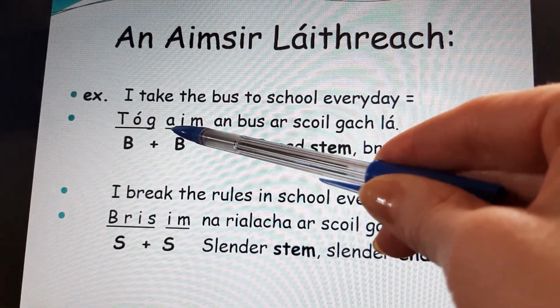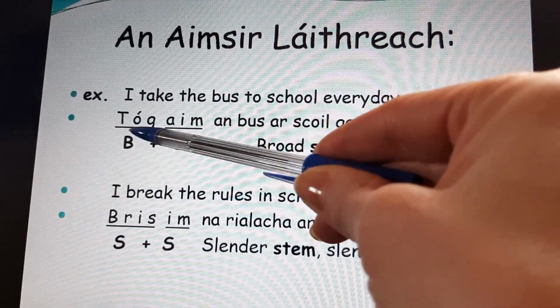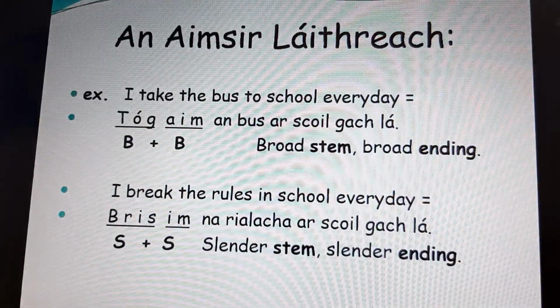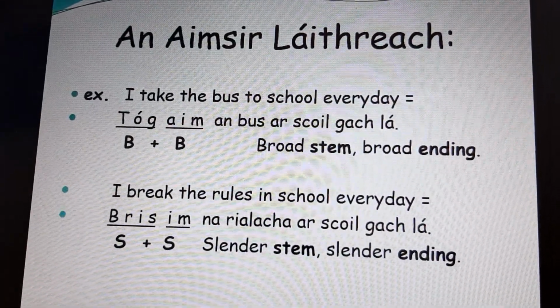matches the ending. They're two different letters, I know, they're two different vowels, but they're both broad. That's what makes it match or agree. And likewise here with the brisim, always broad with broad, slender with slender, caol le caol agus leathan le leathan.